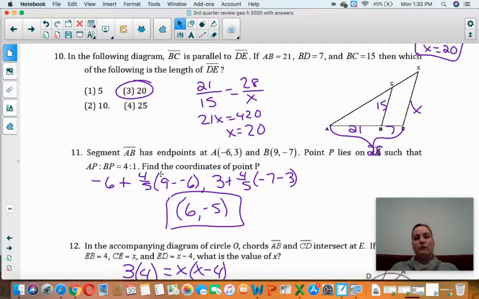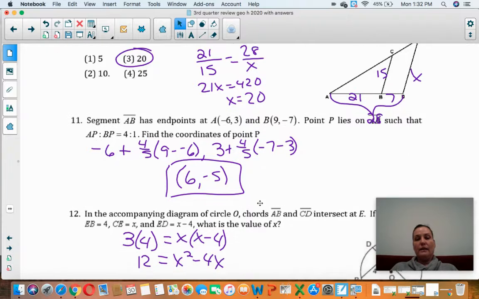-6 plus 4 over 5, parentheses, x2 minus x1, 9 minus -6. You could put this whole thing in your calculators with the parentheses and they'll give you 6. And then you do the y separately. y1 plus a over b, 4/5, parentheses, y2, which is -7, minus y1, -3. Again, you can put that whole thing into parentheses, and that's my answer.